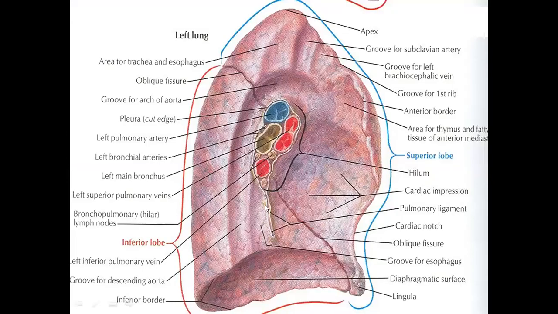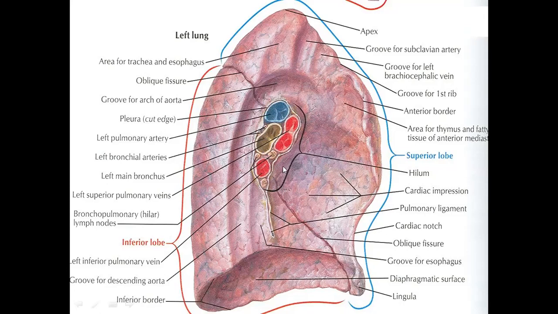This is the mediastinal surface of the left lung. Already we have seen the right lung. So here it is for the left lung. You know that for the left lung, there is only one fissure, that is this oblique fissure. Due to that, there are only two lobes. This is the upper lobe and this is the lower lobe. Apart from that, you can see the root structures within it present in the hilum. Right? So this is for the left lung.